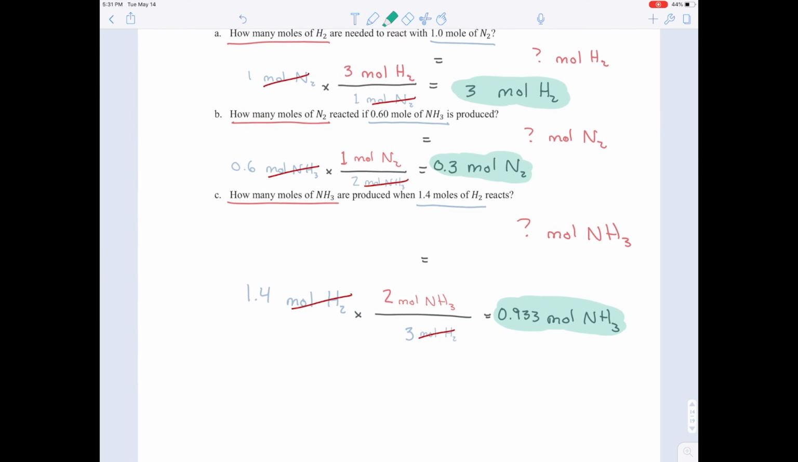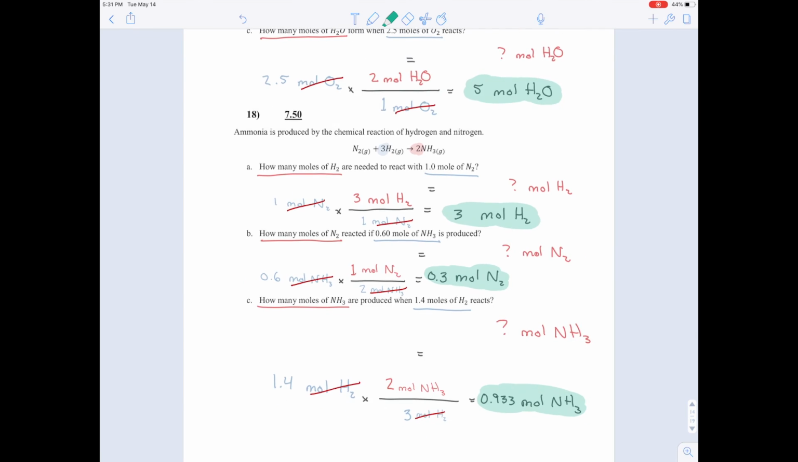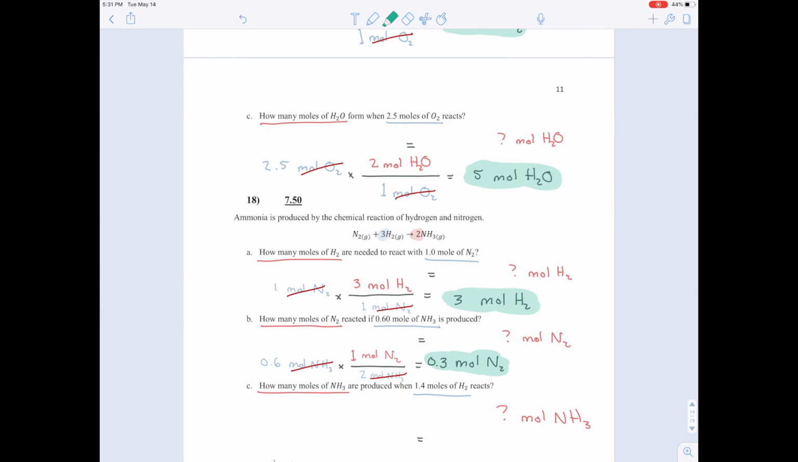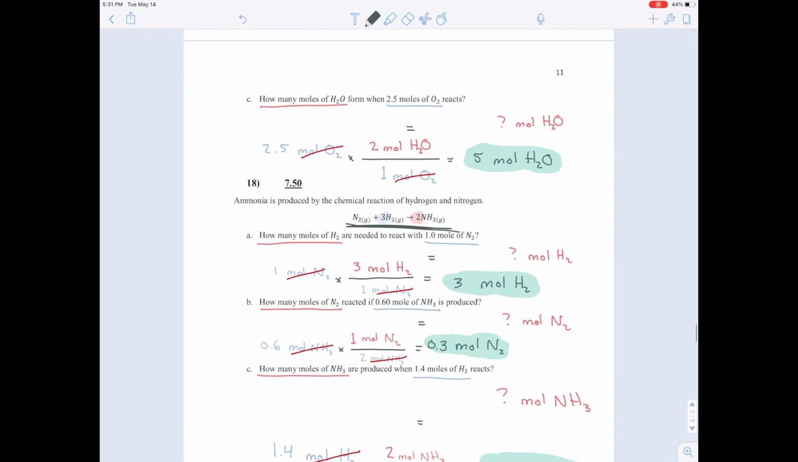So in questions 17 and 18, you would see how you can use the coefficients in the balanced equation. Those are the numbers in front. You can use those numbers to create conversion factors that allow you to convert from moles of one thing to moles of another.